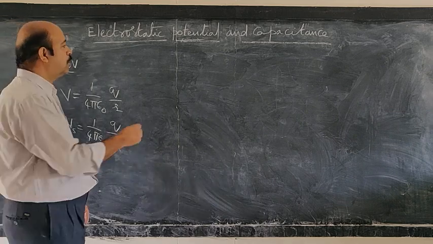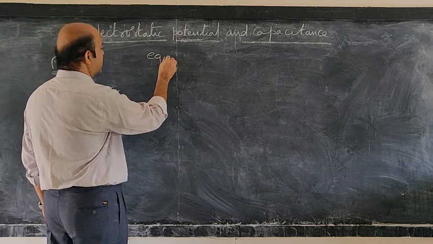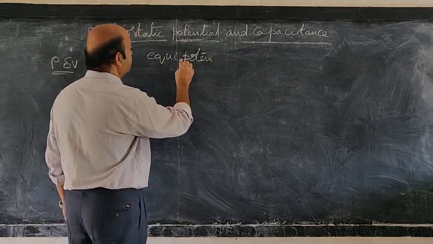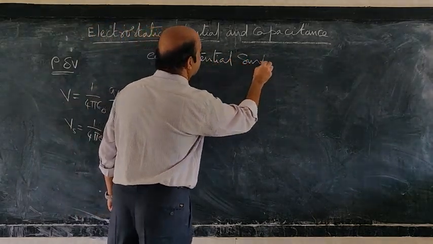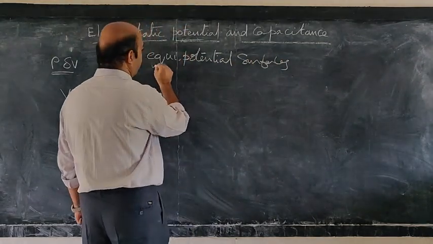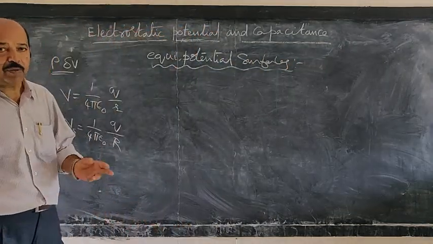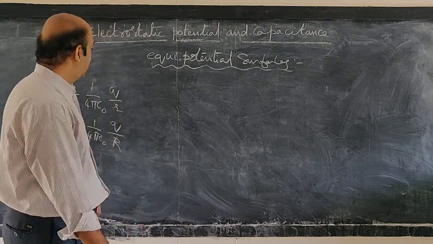Now we will talk about equipotential surfaces. See, what do equipotential surfaces mean? If the potential is the same at every point on the surface, then we call it an equipotential surface.